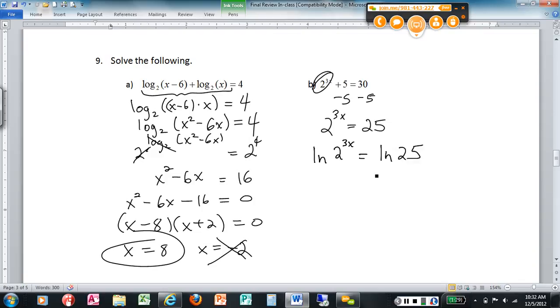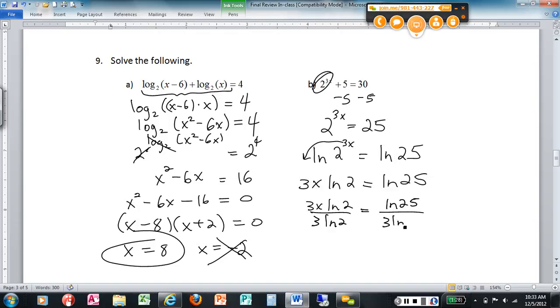Because unlike in the previous step, what can I do in this step? Well, since it's a logarithm now, can I bring the power out front? Yeah, I can do that in logarithms. Can't do that otherwise. So I'll wind up with 3x ln of 2 equals ln of 25. And so then all I have to do, one more step here, is divide off the 3 and the ln of 2. So I have ln of 25 divided by 3 ln of 2.